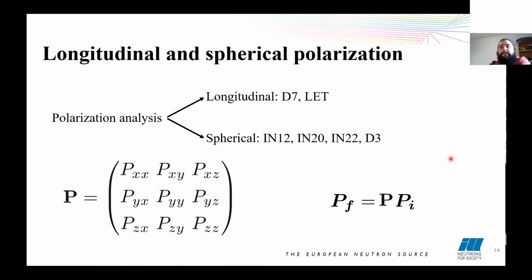So the best thing to do is simply measure the polarization along all directions, along the X, Y, and Z direction, before and after scattering. This is usually called XYZ polarization analysis. And depending on the instrument, we have two types of polarization.